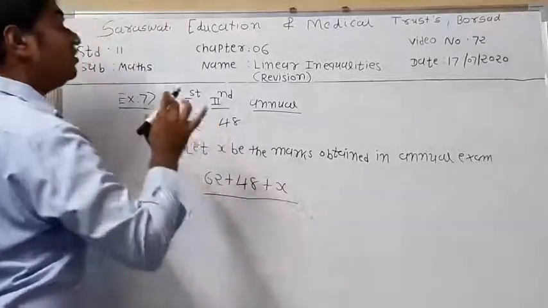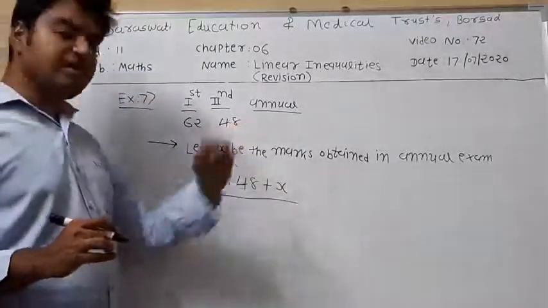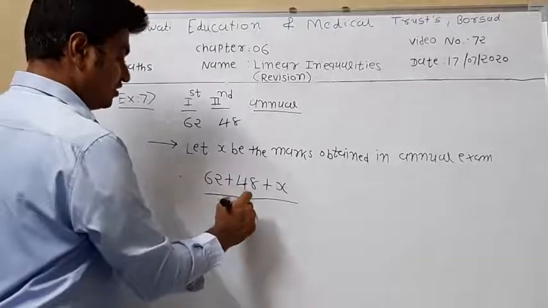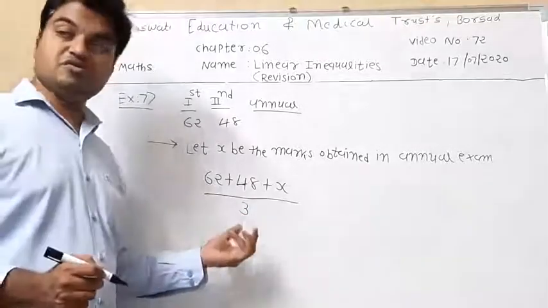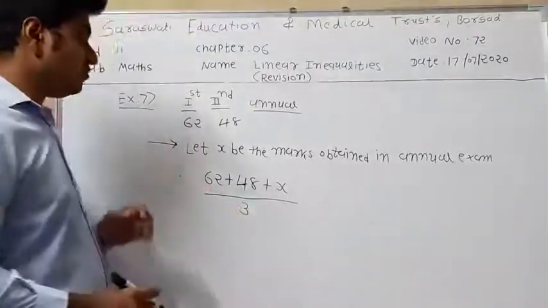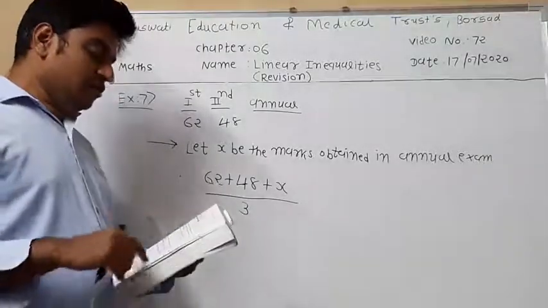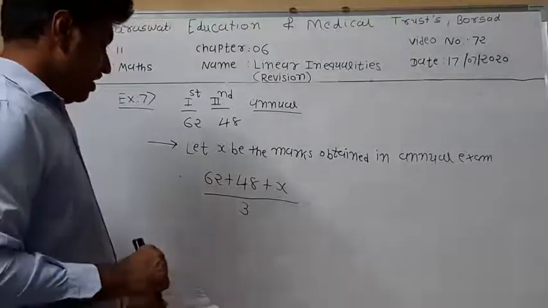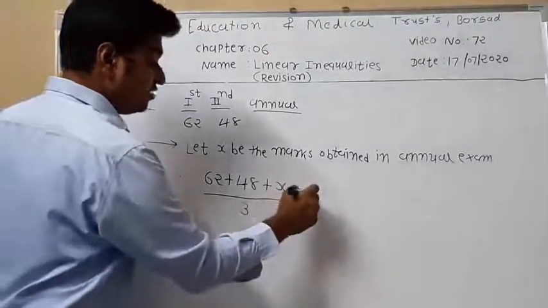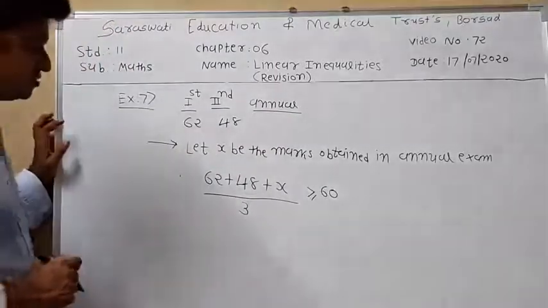Now here a total of 3 examinations are present: first, second and annual. So with 3 examinations, the average has the denominator 3. And the condition is an average of at least 60 marks. At least means 60 or more than 60. So here we can write greater than or equal to 60.